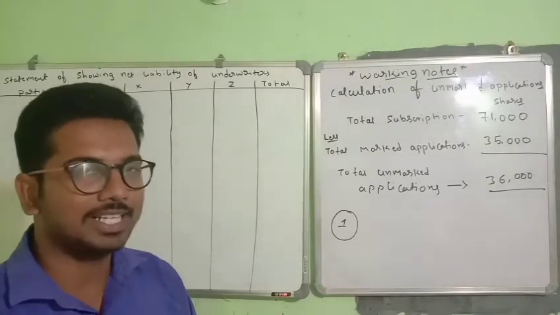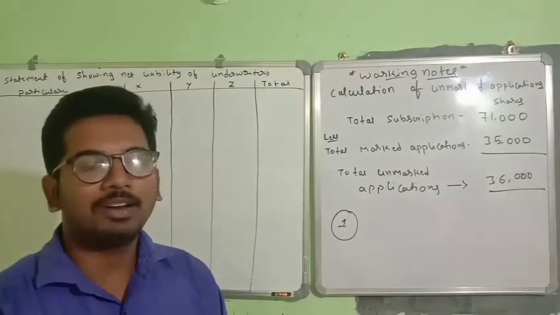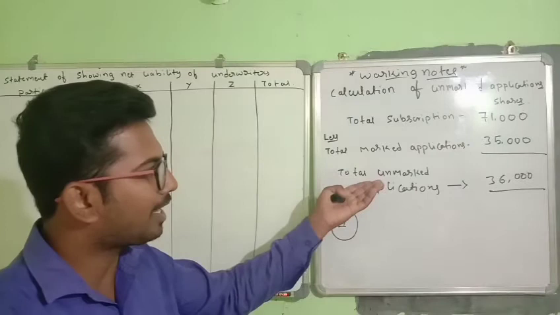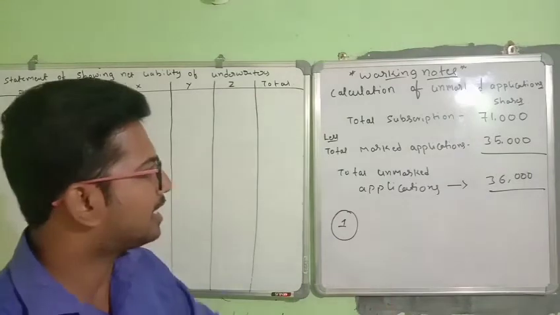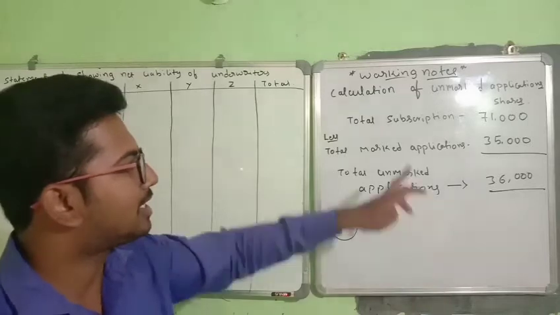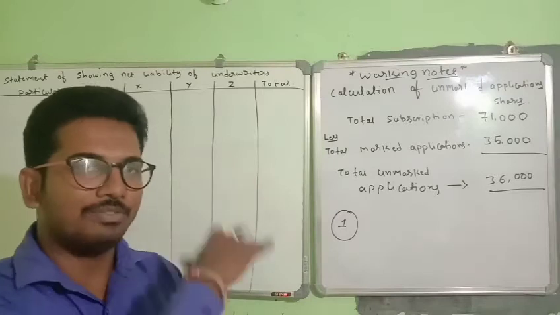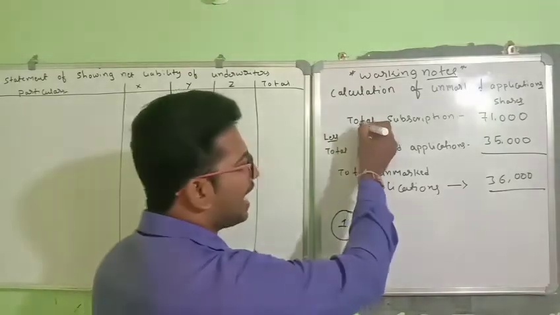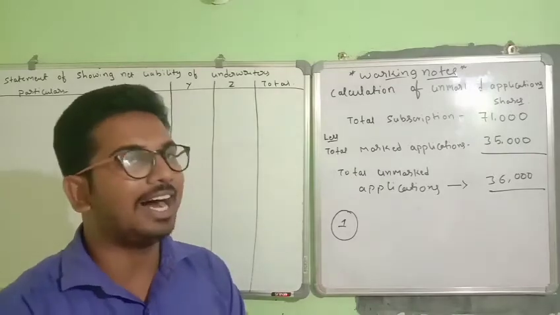So last class you calculated a format, same, it's simple. In the same question, if they give firm underwriting, we should treat it either as unmarked applications or marked applications. If you treat it as marked applications, add firm underwriting to the marked applications. If you treat it as unmarked applications, add firm underwriting to the total subscription. So the total format will become the same again. In the question they have directly given total subscription including the firm underwriting, so there is no point of adding again to that.